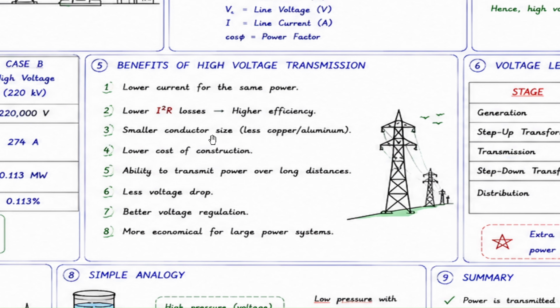At the same time, because these transmission lines have metal conductors and your current is being reduced, you don't need bigger conductors. So you will also reduce the conductor size. You will use less copper and less aluminum, and this will also be more cost effective because it will lead to less cost for the construction. So these are the benefits. You'll also get less voltage drop, better voltage regulation, and more economical large power systems.